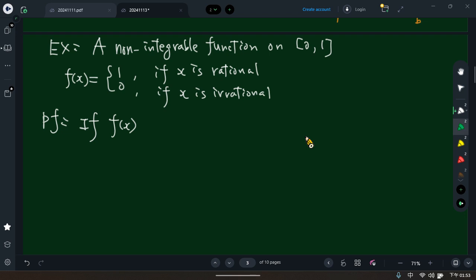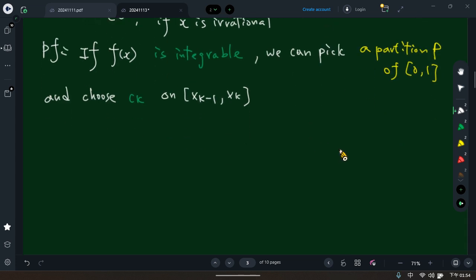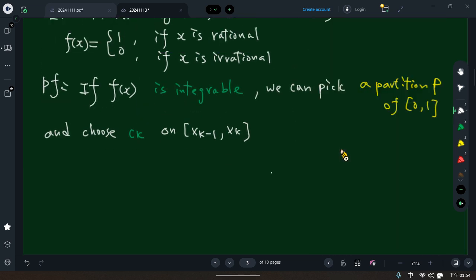If we say f of s is integrable, so that we can pick a partition P of 0 to 1 and choose ck on each subinterval sk minus 1 to sk. Okay, so the idea is just like this one.